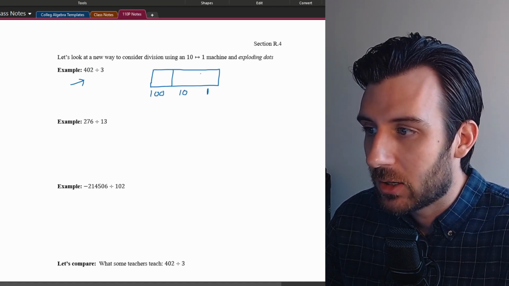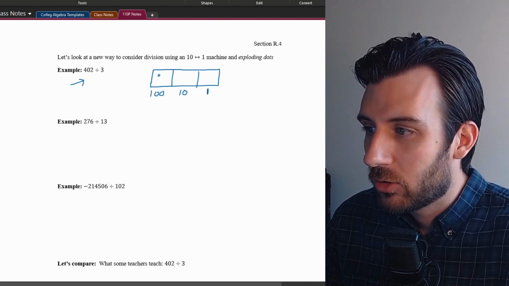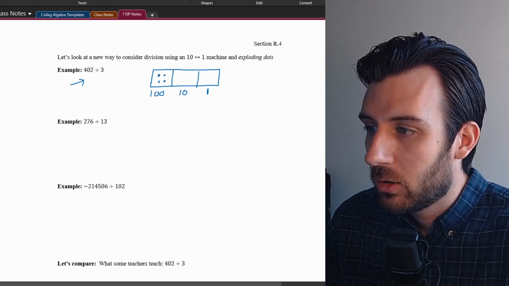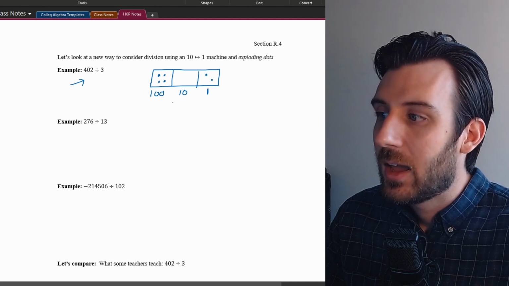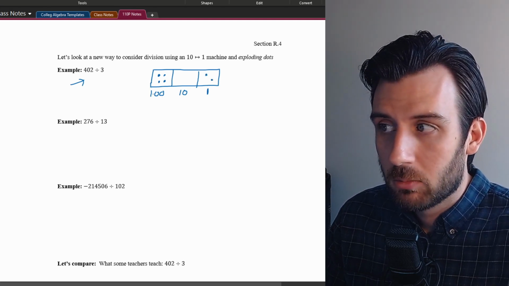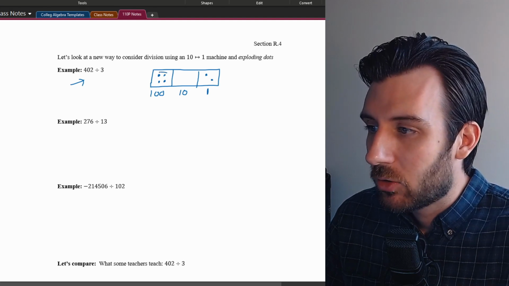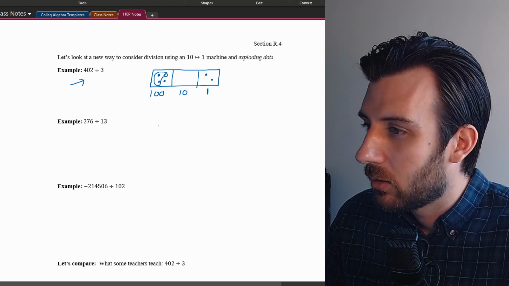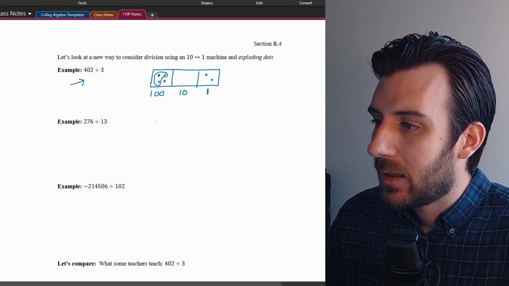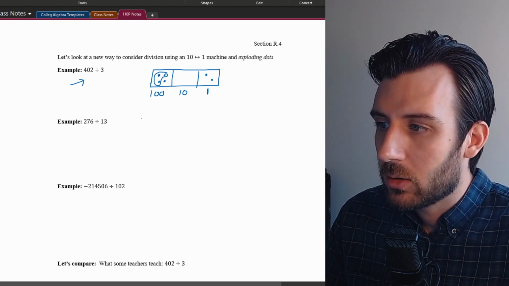So I can go ahead and explain it like this. I've got 402, so it's 4 hundreds, 4 dots in my 100s. I have nothing in my 10s, and I have 2 dots in my 1s. And I want to divide this into groups of 3. Well, no problem. I can see that there's a group of 3 right here, quite visually. So that's 1 group of 3.